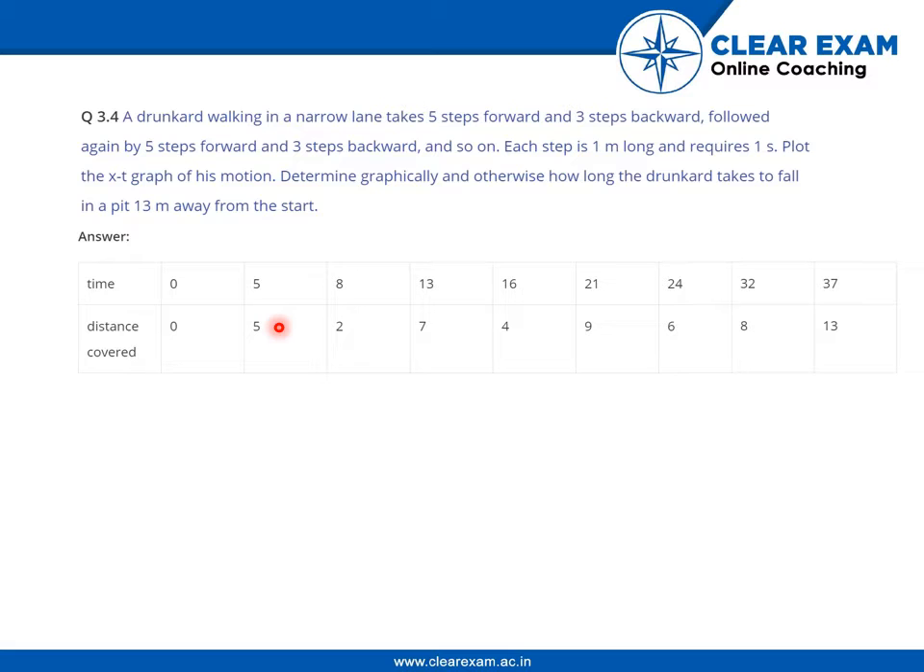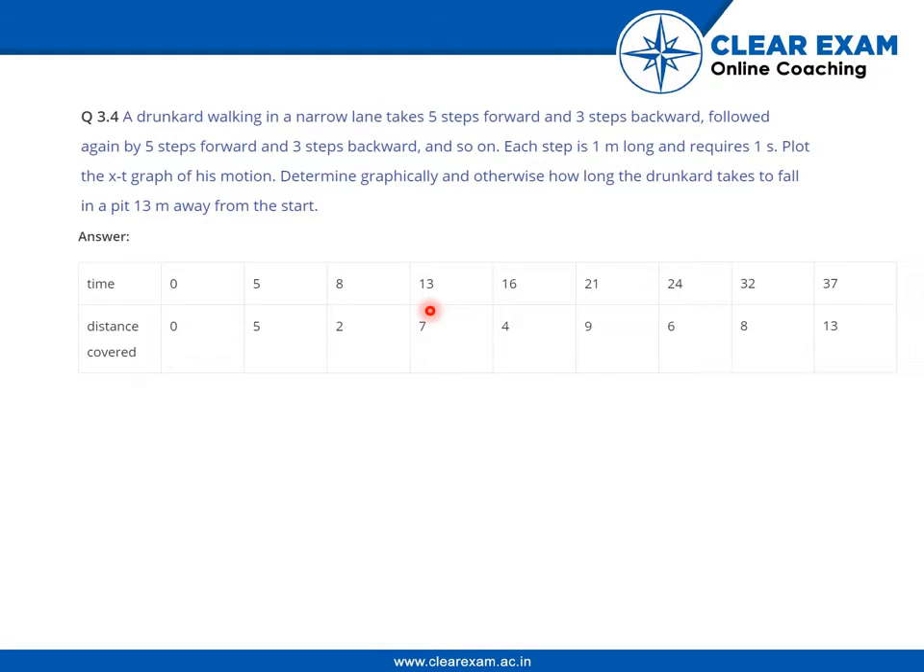But then, in the question itself, it's given that he takes 5 steps forward and then 3 steps backward. That means when t is equal to 6, the distance covered, which is x, would be equal to 5 minus 1, which is 4. So when t would be equal to 7, the distance covered would be equal to 4 minus 1, that is 3. So when t is equal to 8, x would be equal to 2, and so on.